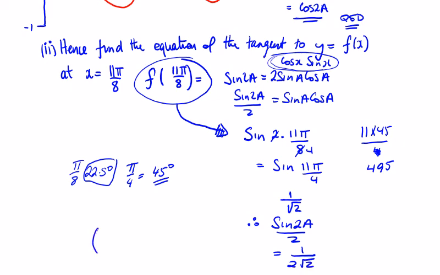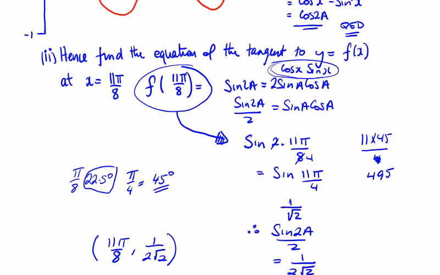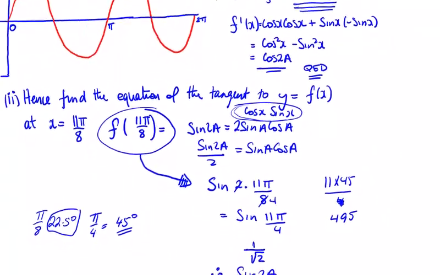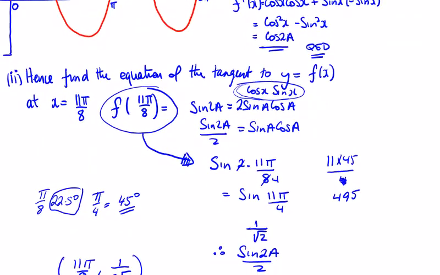So this is my y value. My point now becomes 11 pi over 8 for x and 1 over 2 root 2 for y. And did we get our slope? We got the function, so we haven't got our slope yet.